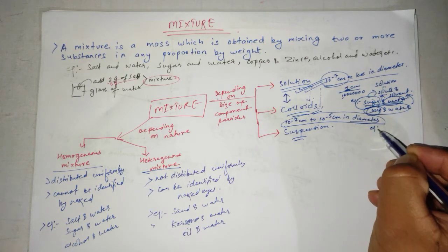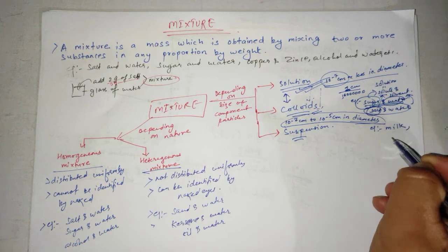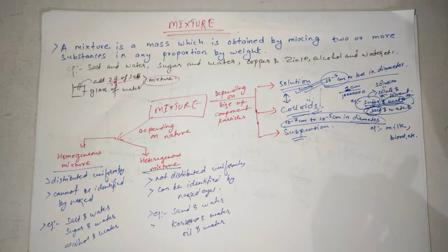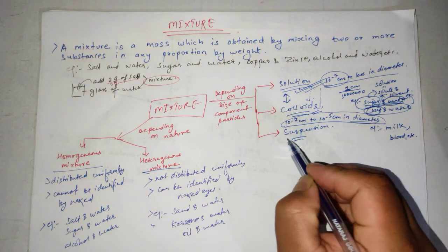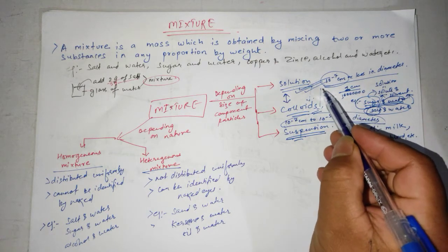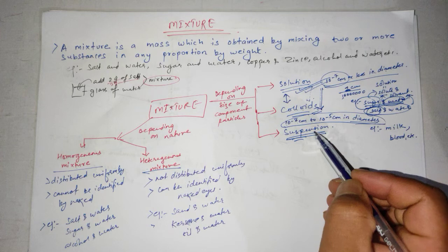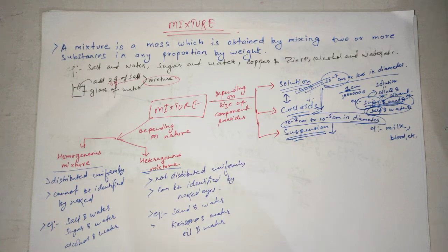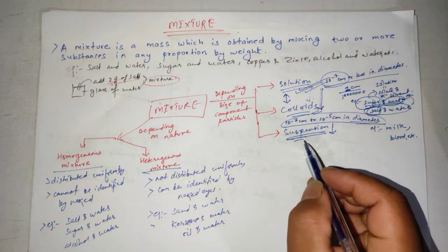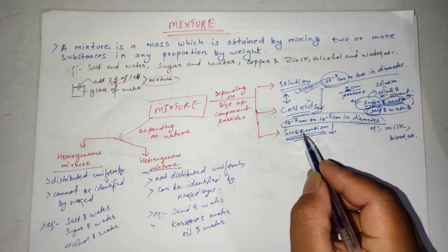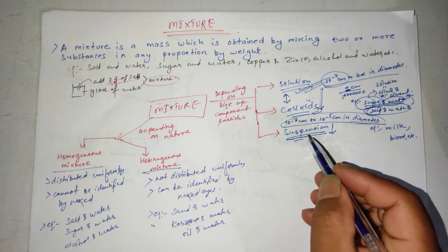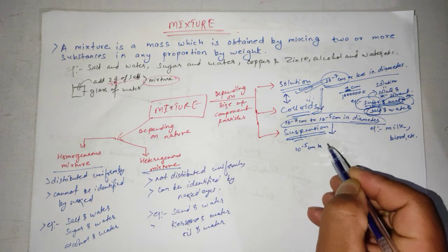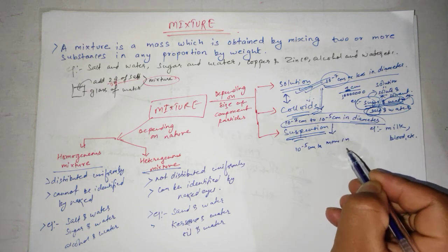For example, milk, blood, they are the examples of colloids. Whereas what is a suspension? See, the mixing particles are even bigger than in a solution. Now the mixing particles in a suspension are even bigger than in a colloid. Now they can be seen with the help of our naked eyes. It means the particles found in a suspension are 10 to the power minus 5 centimeter and more in diameter.